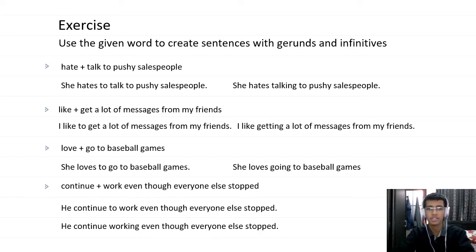The third one, for the gerund form, is she loves going to baseball games, and the infinitive form is she loves to go to the baseball games. And the fourth one, for the gerund type, the answer will be he continued working even though everyone else stopped. And the infinitive form is he continued to work even though everyone else stopped. That's all from me. Thank you.